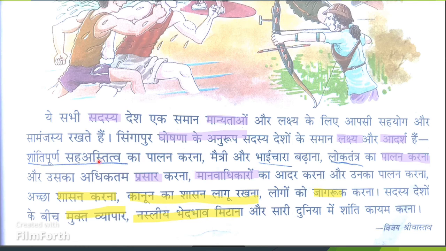Shantipurna saha astitva ka palan karna. To follow peaceful coexistence. No country should try to take over the other country or to belittle the other country. There should be peaceful coexistence. Shantipurna means peaceful. Saha astitva means coexistence. Live and let live. Maitri aur bhaichara badhana. They should all improve friendship and brotherhood among themselves.